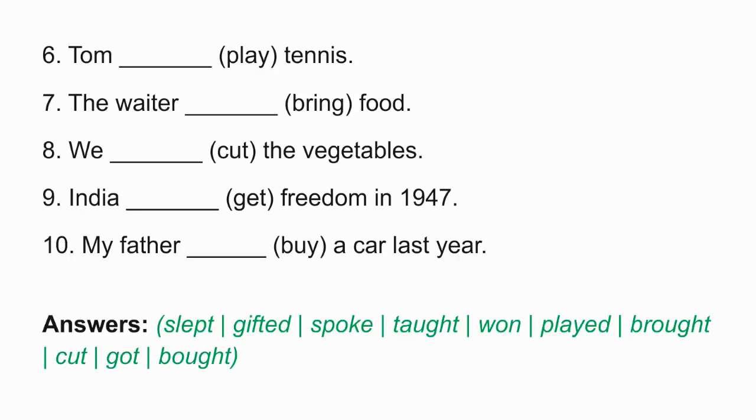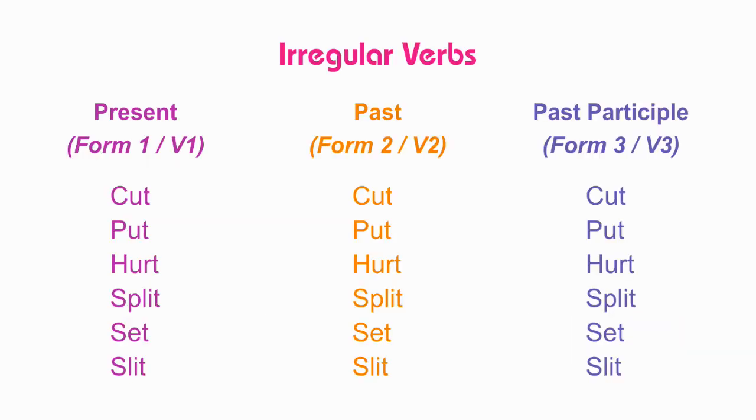Sentence 6. Tom blank tennis. Play is a regular verb, played, P-L-A-Y-E-D. Sentence 7. The waiter blank food. Bring. Yes, it's brought. The waiter brought food. We blank the vegetables. In bracket, cut. What is the past of cut? It's the same, cut. We cut the vegetables.